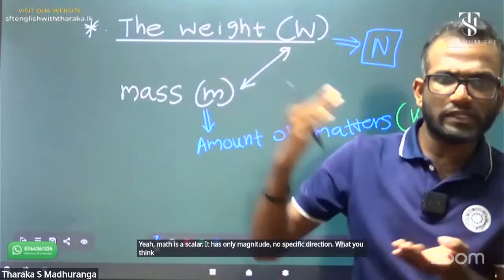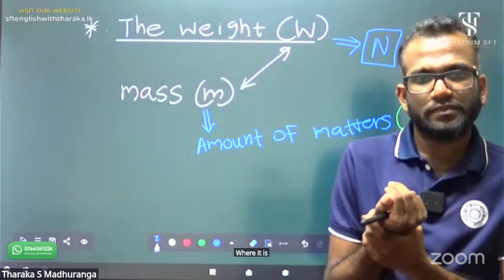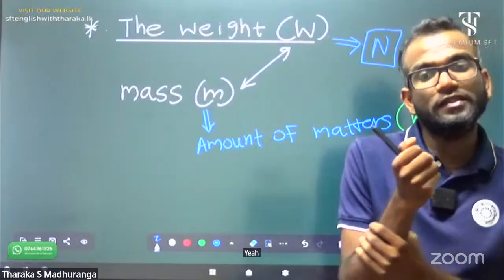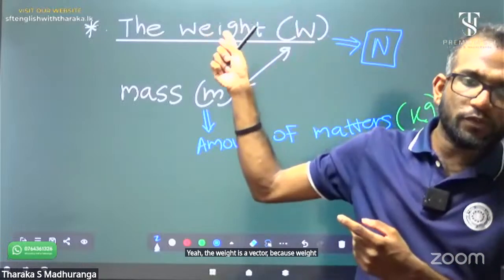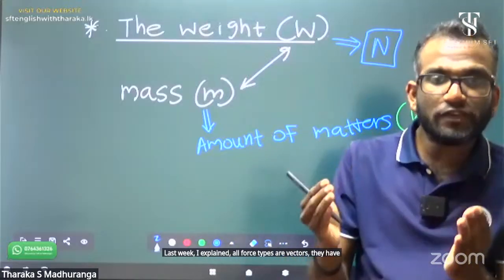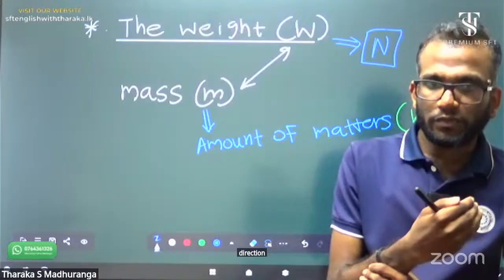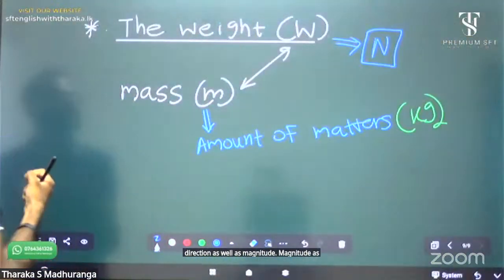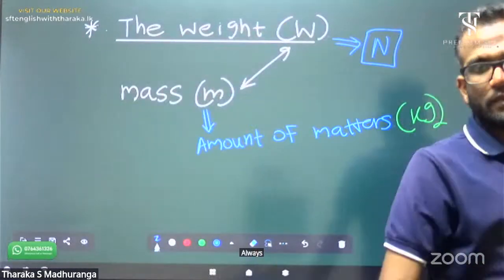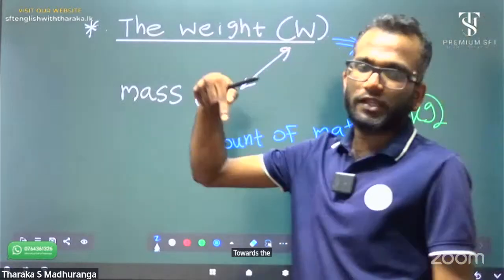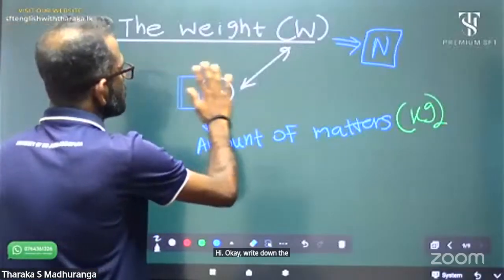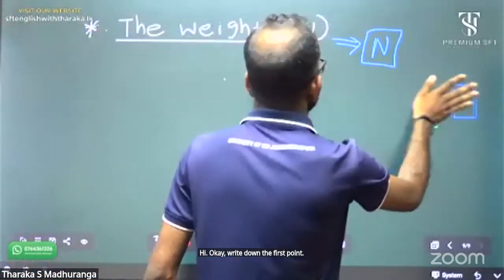What do you think about weight? Is weight scalar or vector? Yeah, weight is a vector because weight is a type of force. Last week I explained all force types are vectors. They have magnitude as well as specific direction. Weight direction is always towards the gravity. Okay, write down the first point.